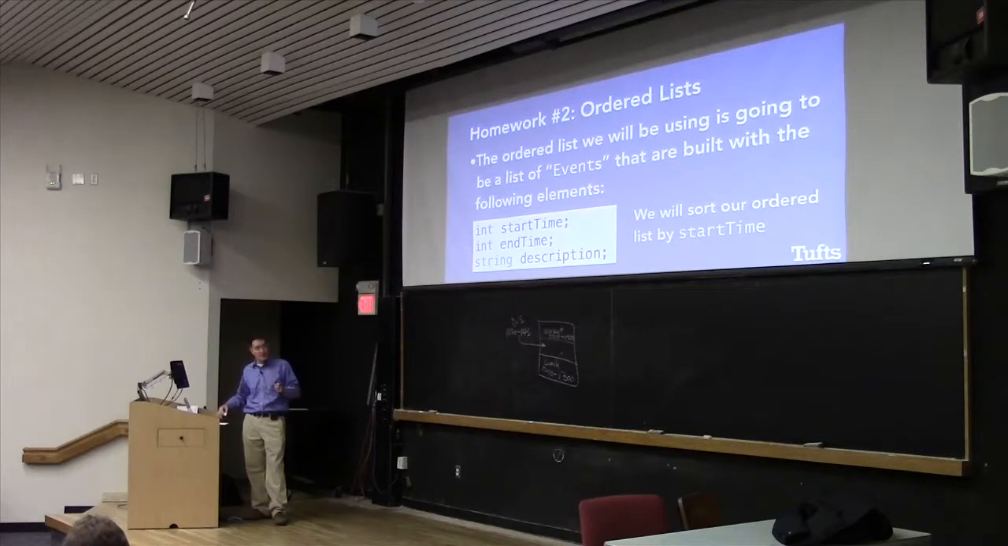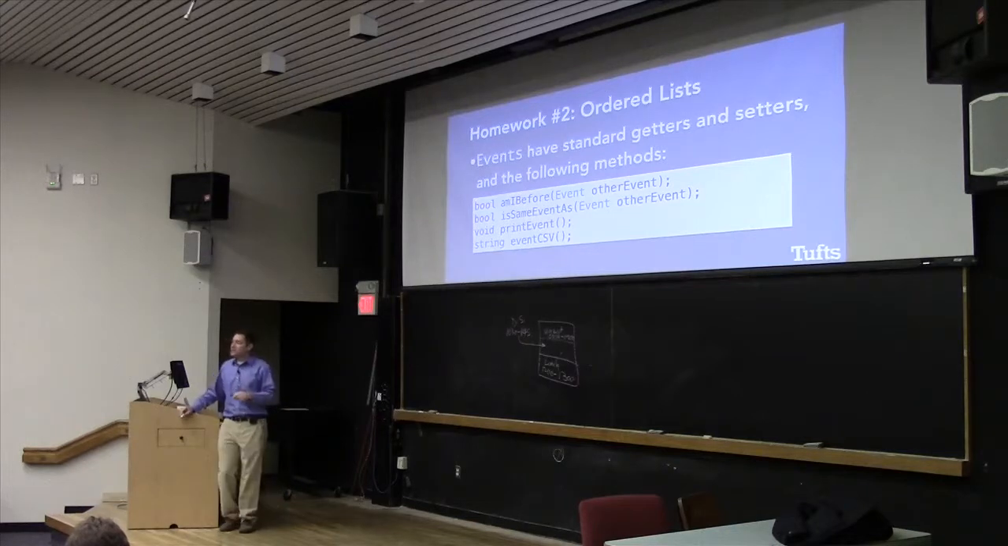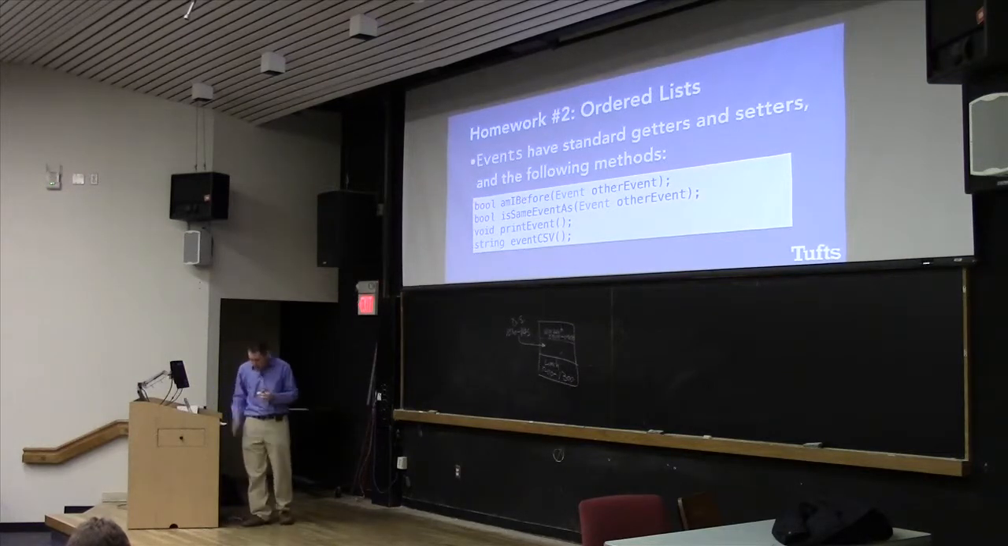Okay? But this is an event class that we're going to use. The events are going to have standard getters and setters, just like most classes that we build. And then they're going to have a couple of other methods. There's going to be a method called am I before, and you're going to pass in some other event. So let's say we passed in data structures as the event we're looking at, and we said data structures, am I before lunch? It would return true. Okay? So you're going to have to build that functionality into that. Am I before lunch? If you said lunch, am I before data structures? It would be false. Good?